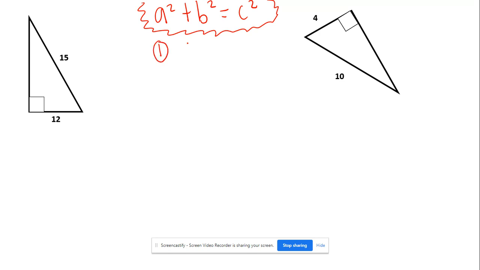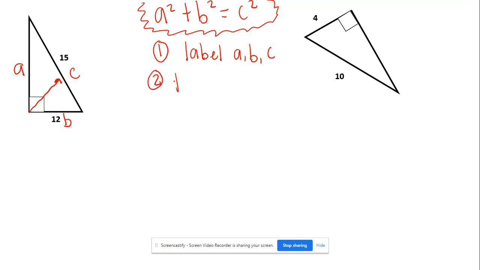leg. So step 1 is to label A, B, and C on your triangle. Remember, C is the only one that we really care about. It's the one that is directly across from that 90, and it's also our biggest. So between 12 and 15, which one is bigger? 15 is, so that is C. I'm going to say A and B.